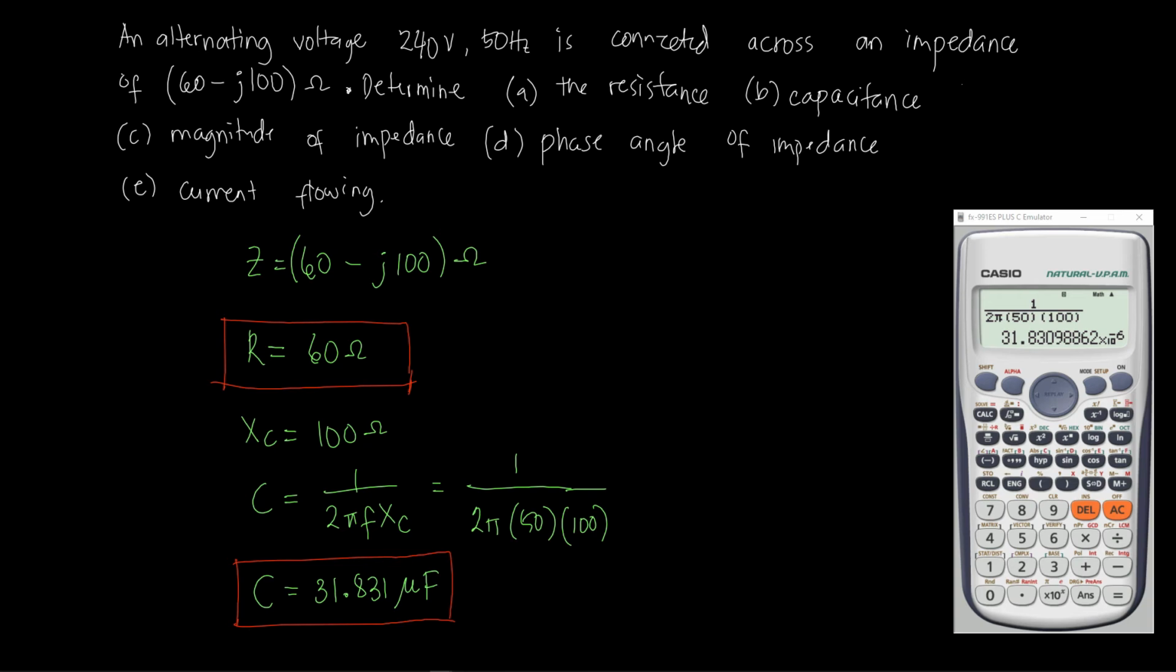What is the magnitude? Yes, so the magnitude of the impedance Z is equal to the square root of 60 squared plus 100 squared. So the magnitude of the impedance is 116.619.